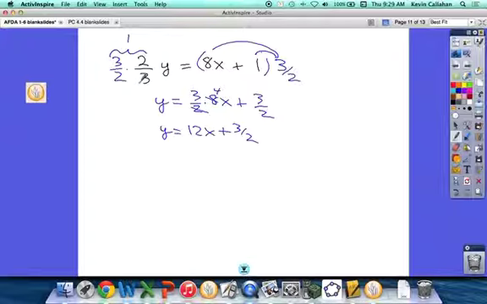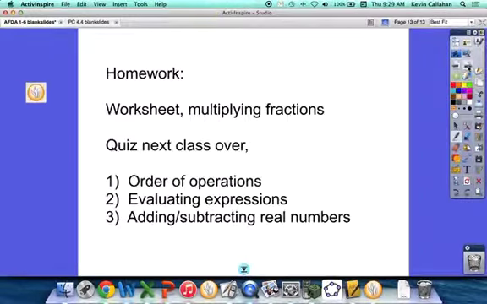But I mean, that's where it comes into play. When we're solving equations, if you have a case to divide by a fraction, instead you're going to multiply by the reciprocal. And that's it. And I'm going to give you a worksheet to work on. It would be the homework. And that's all we'll do.